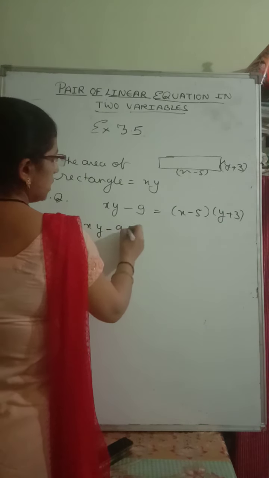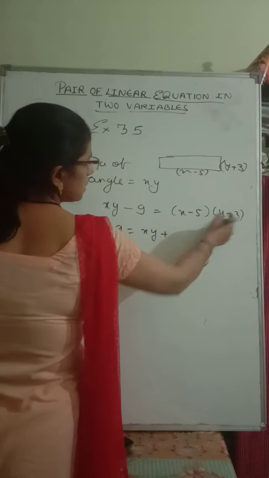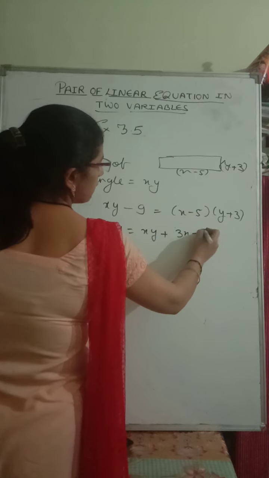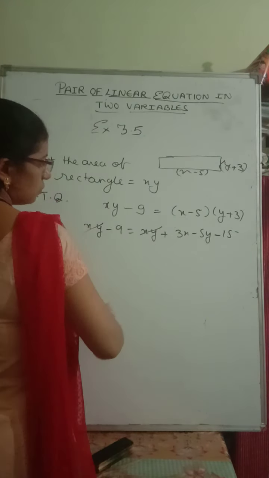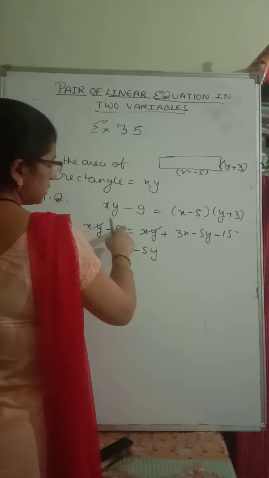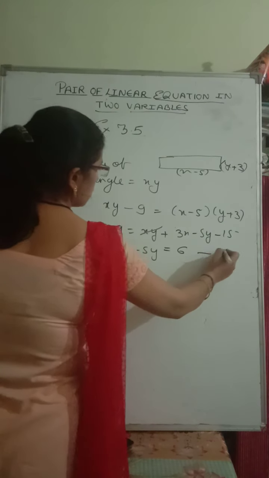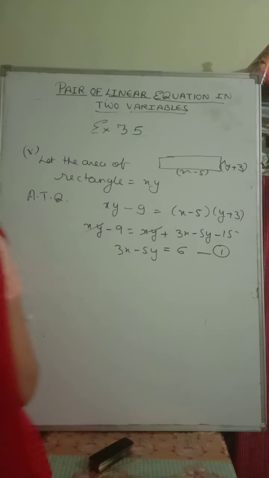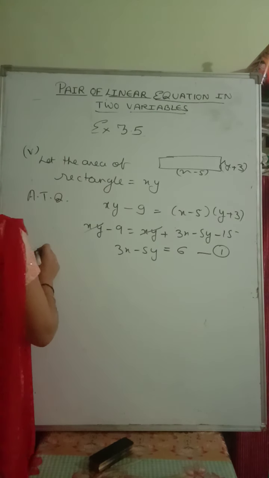So find this: xy minus 9 is equal to, cross multiplying, xy plus 3x minus 5y minus 15. The xy cancels out, so 3x minus 5y minus 15, sending this to the other side, equals plus 15, 6, equation number 1. Okay, first condition. And now the second condition is given to you.